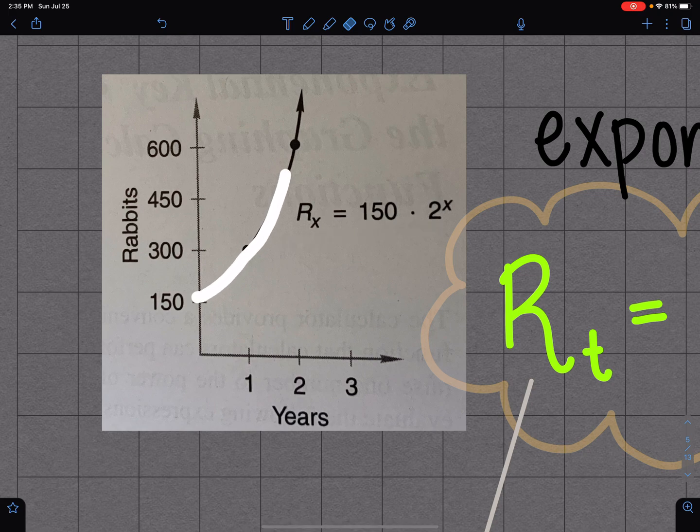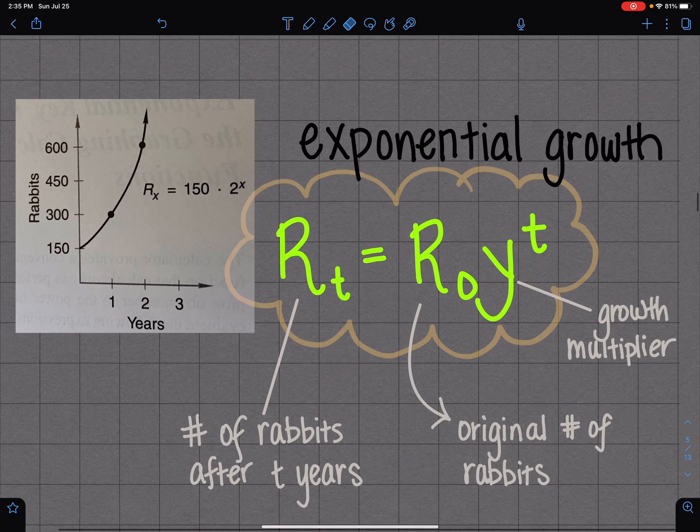And the shape of this curve, whenever you see that, this is exponential growth. This type of growth is called exponential growth. This is a good type of growth if you want to have a lot of rabbits or a lot of dollars or a lot of something like that. It could be bad if you have the number of bacteria or tumor cells or something else bad growing that way. But in this example of exponential growth, we start out with the number of rabbits after t years.